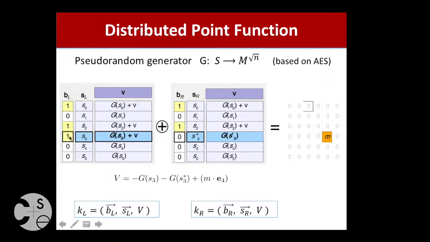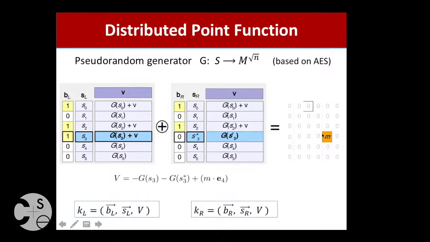What happens at the critical row? Well, at the critical row, one bit is 1 and the other bit is 0. So on the left side, we're going to XOR by V, and on the right side, we're not going to XOR by V. So when we XOR these critical rows together, what we're going to get is G(S3) XOR G(S3 star) XOR V. So all we do is set the correction vector V to be G(S3) XOR G(S3 star) XOR M times the unit vector at 4. You can see that when you add these two values together, you're going to get a 0 vector that's simply set to M at the right position.